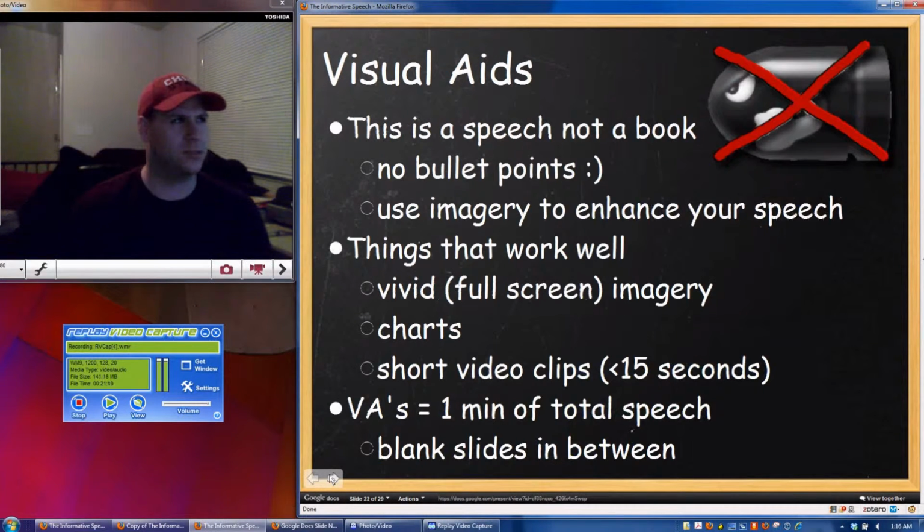All right, so let's talk a little bit about what you're looking for. First off, this is not a book. I don't want you to stand up and just read information off slides. It's not effective. You're probably going to do it in all your other classes.